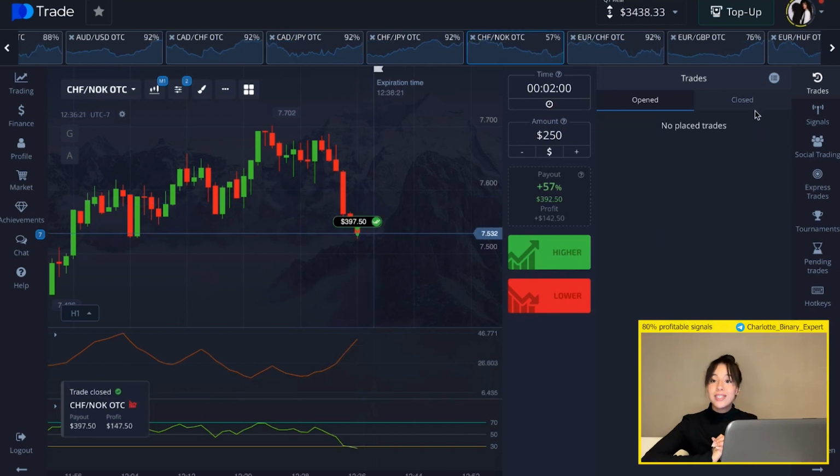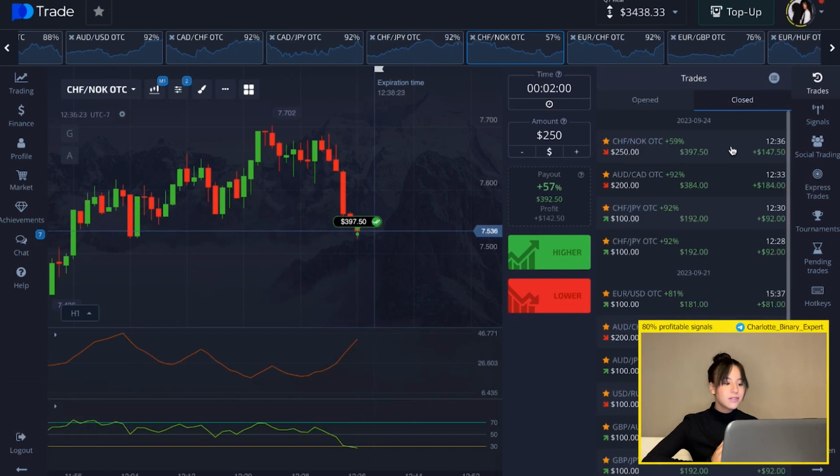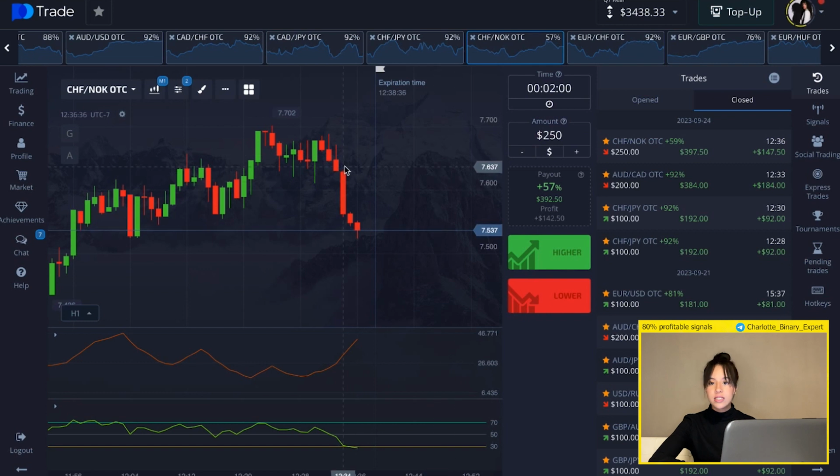Gorgeous! Our fourth deal also turned out to be positive. Unfortunately, the payout of this currency pair was below 70%, only 59%. But since the opportunity to open a position was just perfect, I couldn't miss it.